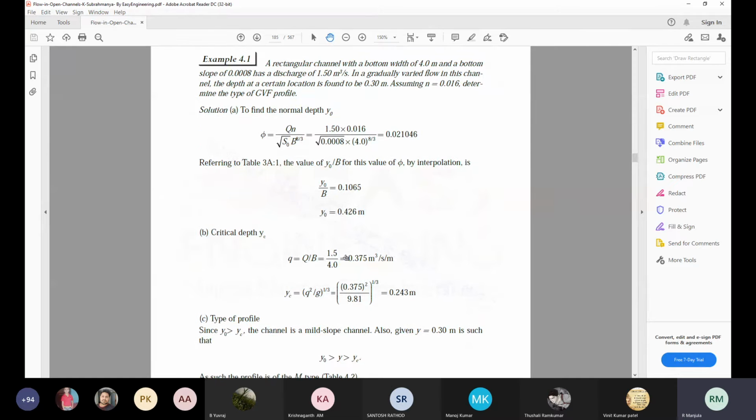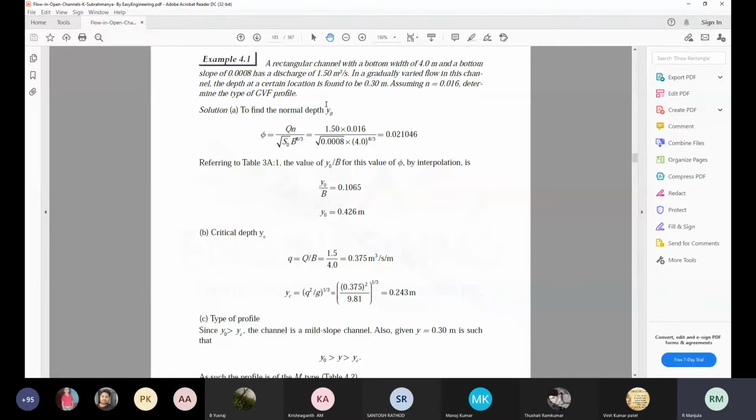Take this problem. A rectangular channel with a wide bottom width of 4 meter and a bottom slope of 0.0008, which means that S naught is equal to 0.0008, which has a discharge of 1.5 meter cube per second. In a gradually varied flow in this channel, at a certain location, the depth is found to be 0.3 meter. Assume n is equal to 0.016. What type of GVF profile exists in this one?